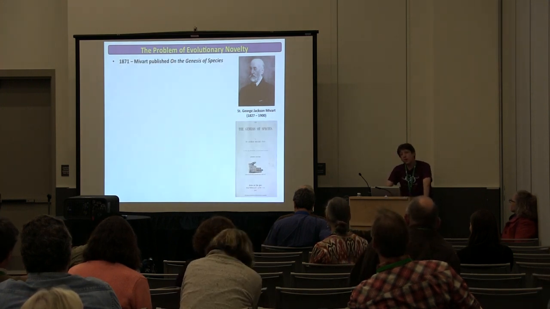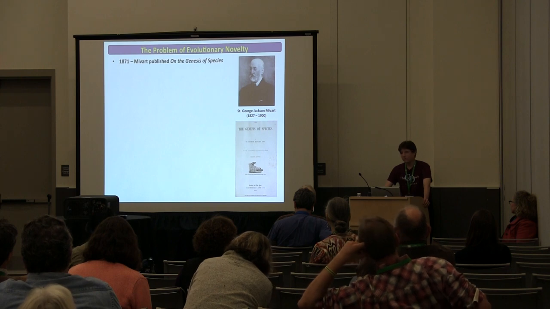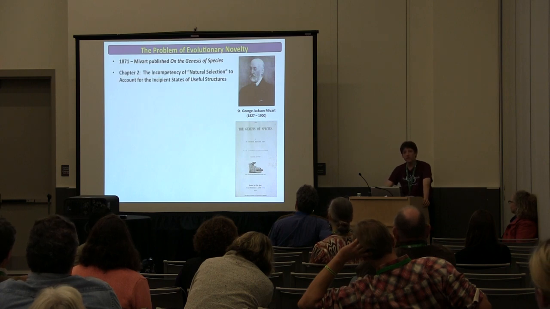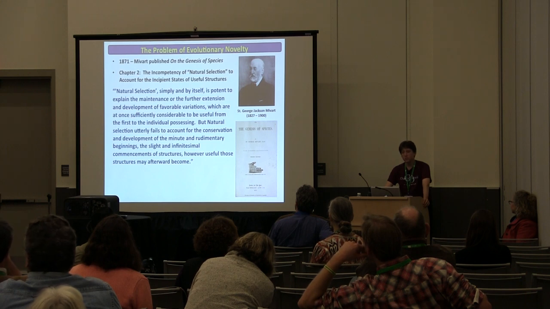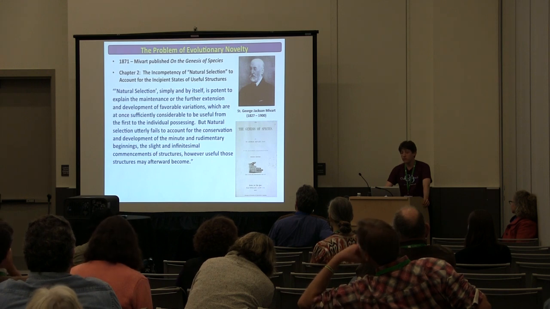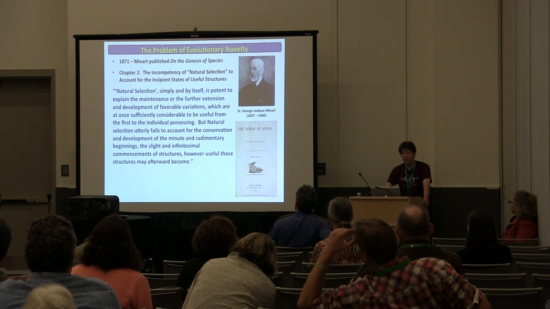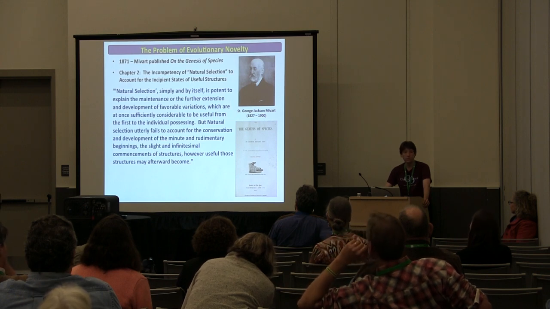So in 1871, actually before his big break with Darwin, Mivart published On the Genesis of Species. And for some reason, he didn't understand why this very name was a poke in the eye. And in chapter 2, which was entitled "The Incompetency of Natural Selection to Account for the Incipient States of Useful Structures," Mivart wrote, "Natural selection, simply and by itself, is potent to explain the maintenance or the further extension and development of favorable variations, which are at once sufficiently considerable to be useful from the first to the individual possessing them. But natural selection utterly fails to account for the conservation and development of minute and rudimentary beginnings, the slight and infinitesimal commencement of structures, however useful those structures may afterwards become."